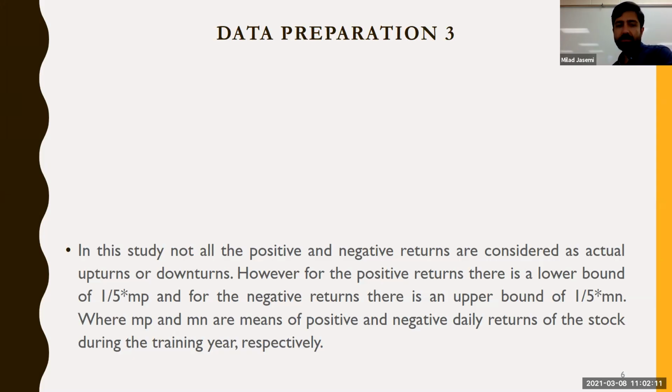Let's read it together. In this study, not all the positive and negative returns are considered as actual upturns or downturns. However, for the positive returns, there is a lower bound of 1/5 MP, and for the negative returns, there is an upper bound of 1/5 MN, where MP and MN are means of positive and negative daily returns of the stock during the training year, respectively.